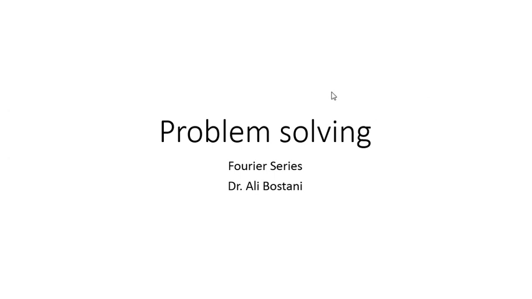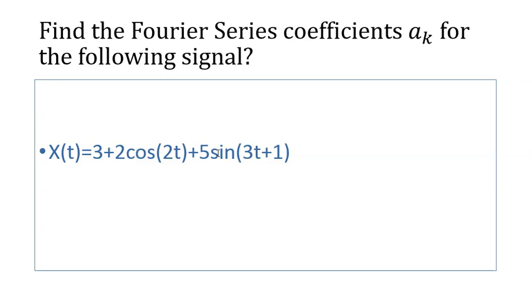How's everything? So, I told you about the Fourier series yesterday, and today I'm going to solve a problem for you to understand how we deal with the Fourier series when it comes to problem solving. So, imagine we have this function x of t equals 3 plus 2 cosine of 2t plus 5 sine of 3t plus 1. So we would like to find the Fourier series coefficients ak for the following signal. So how to deal with it?